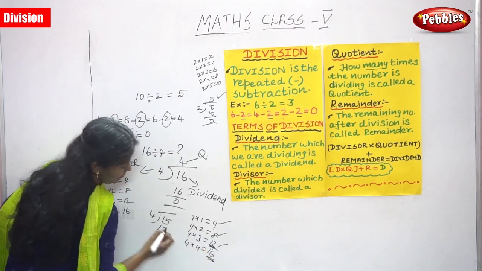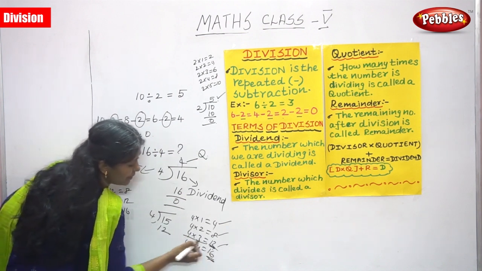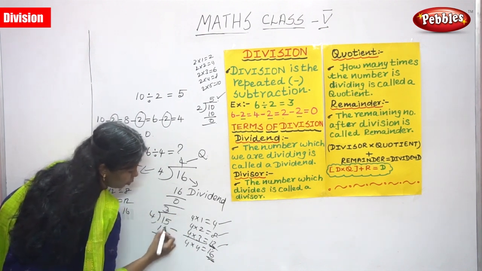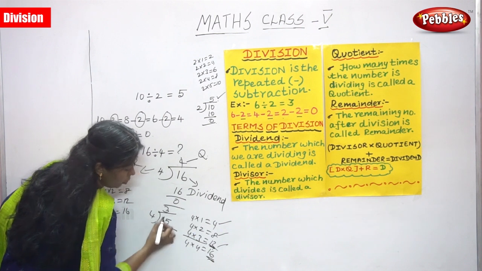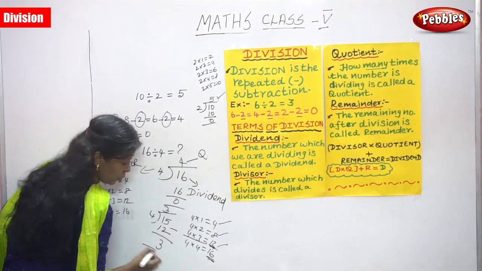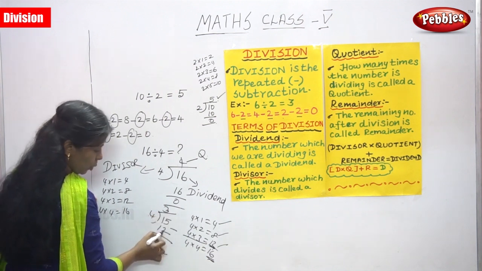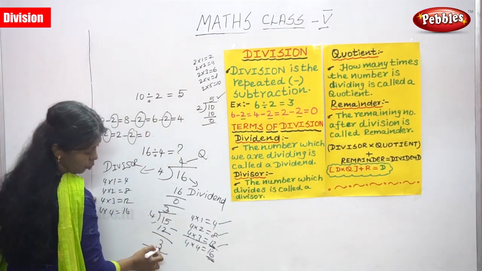That is 12. So 4 3s are 12. So you have to put 3 here. So 15 minus 12, you get 5 minus 2 is 3, 1 minus 1 is 0. So you no need to put 0 here. In this case, 4 into 3 is 12. Then remaining is what? 3.